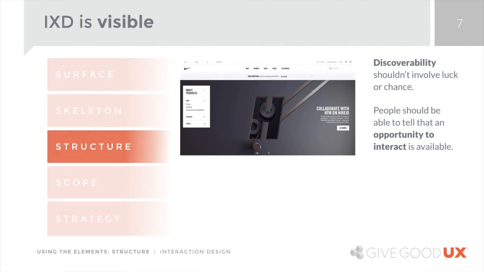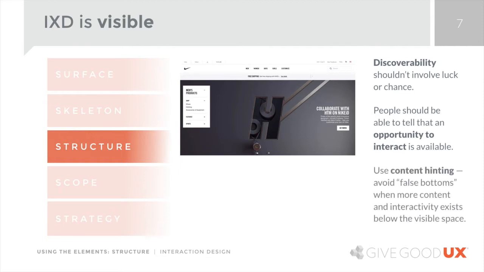If there are things on the screen, they have to be made visible. One way to do that is to use what we call content hinting. Avoid false bottoms, which is what you see right here. More content and interactivity does exist below the fold, right, or beyond the visible space in this case, but it's hidden. The bottom of the browser window cuts it off nicely and cleanly, so there's no reason for us to think there's anything more down there.